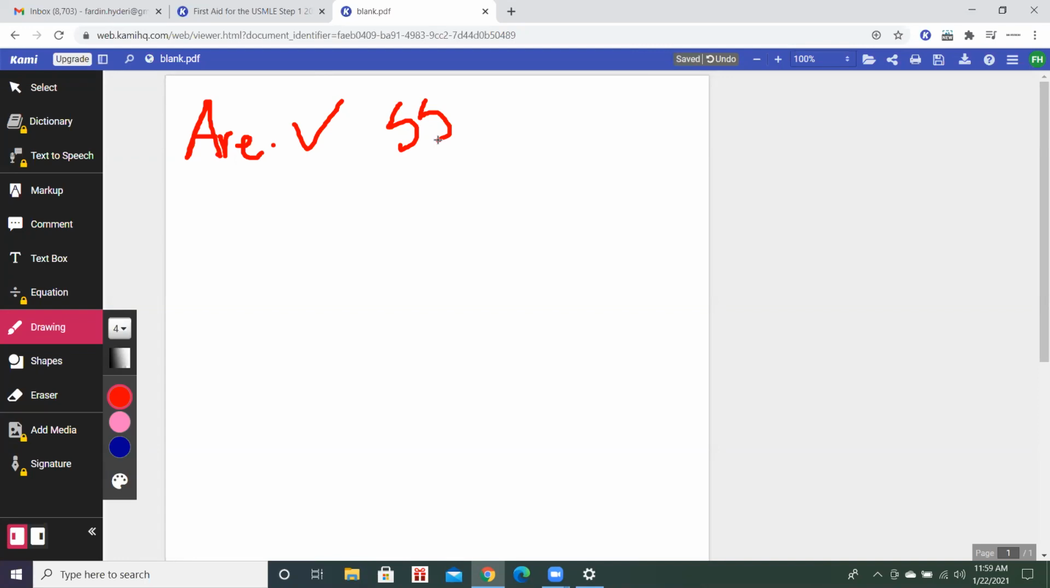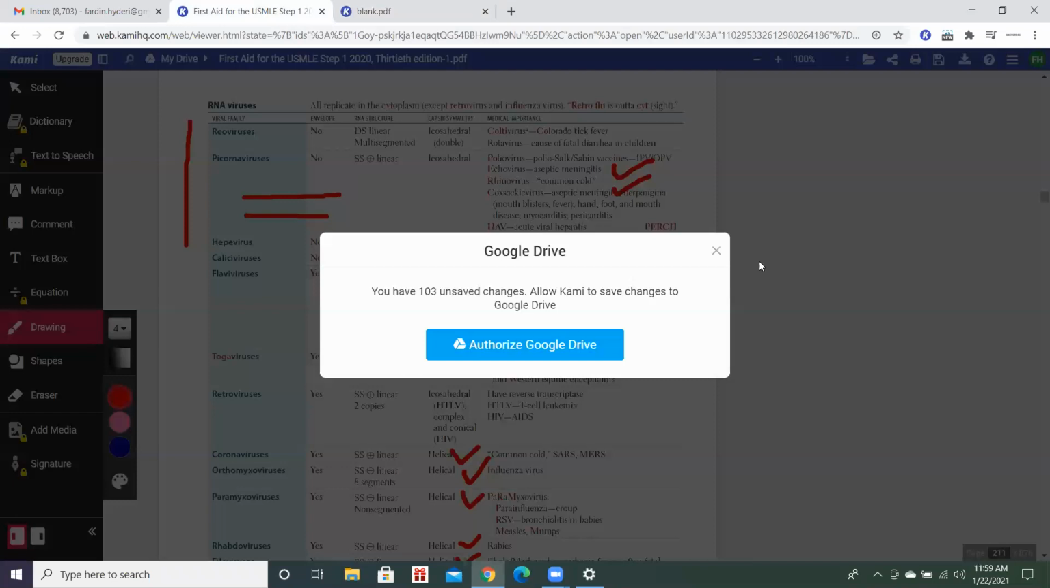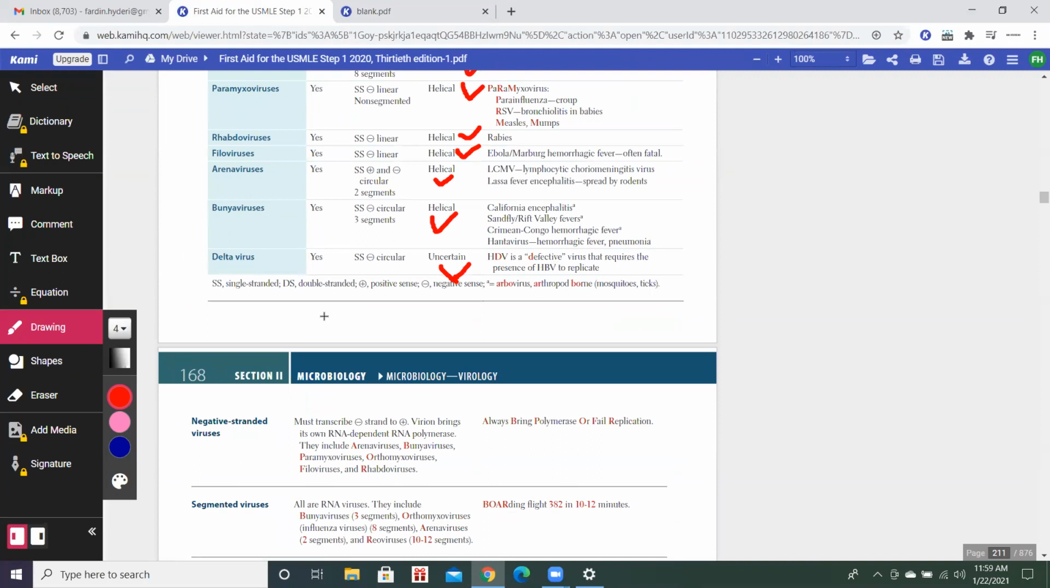Now I want to talk about circular or linear. I'll write this down over here. Which RNA viruses are circular? Do you remember all DNA viruses are linear except which one? Very good. The same thing is all RNAs are linear except A, B, D. ABD stands for arenavirus, bunyavirus, delta virus. Circular, circular, circular.